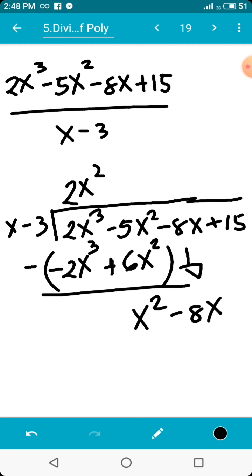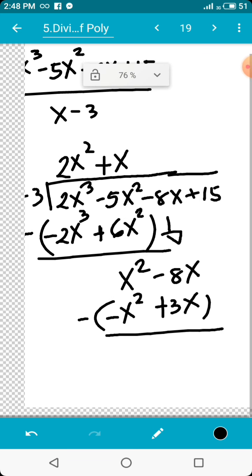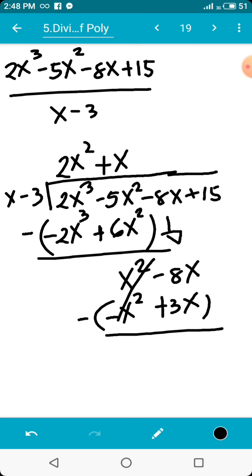Okay? So, again, magdi-divide ulit tayo. So, x squared divided by x. So, we have positive x. Okay? And then, x times x. So, i-multiply ulit natin sila. So, x times x, we have x squared. And then, x times negative 3, that is negative 3x. Okay? And then, ganun ulit, minus natin. But, distribute the negatives. It will become negative now and it will become positive. Okay? So, cancel out ulit to. And then, yung negative 8x plus 3x, it will become now negative 5x. Okay? And then, bring down this.